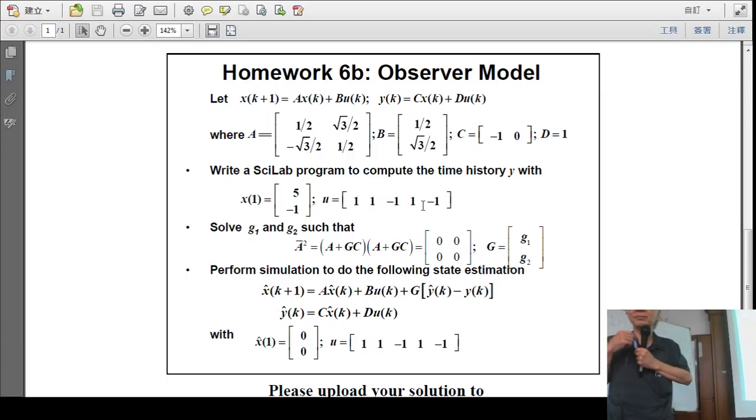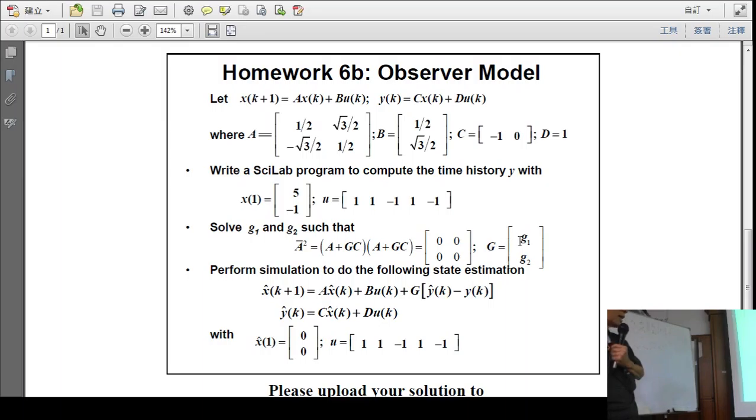Simple. I have only 5 inputs, just these 5 inputs. But my initial state is 5 and minus 1. That's my initial state. So you have initial state, you have input, then you will be able to do simulation for this. So I'll show you very soon now. And then I want you to solve this 2 by 2 matrix to get Z1 and Z2.